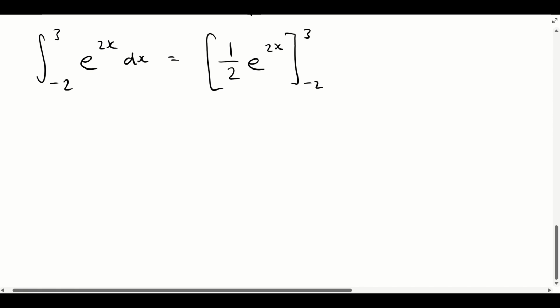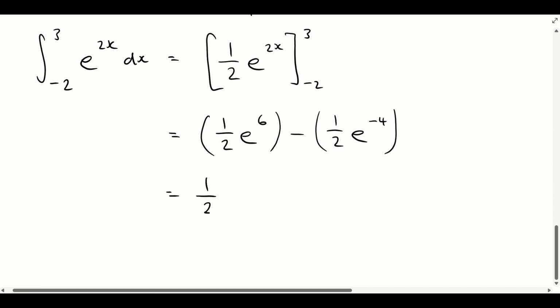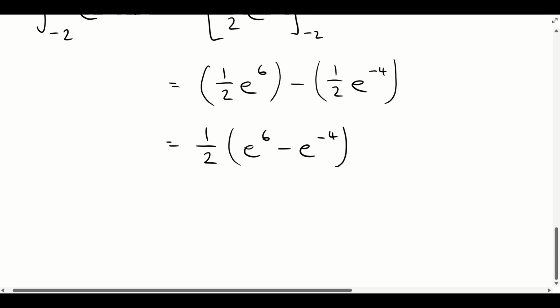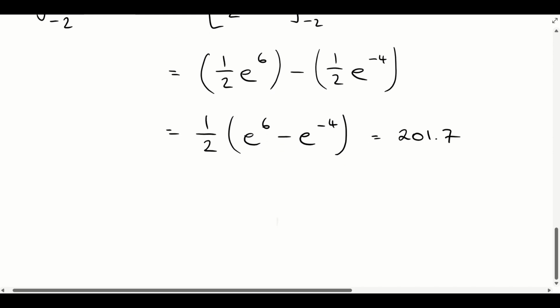Well, if I do this from my upper bound first, I end up with a half times e to the power of 2 lots of 3, which is just 6, subtract a half times e to the power of 2 lots of minus 2, which is just minus 4. So I end up here with a half outside of e to the power of 6, subtract e to the power of minus 4. And well, this is equal to, if you wanted to evaluate this as a decimal, 201.7.